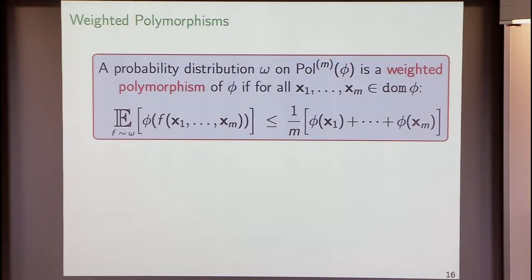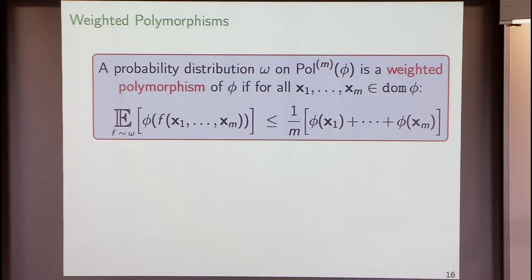If you take any m feasible solutions, so m assignments that make the function phi finite value, not infinity, the following inequality holds. On the right-hand side, we have the average of these m solutions. And on the left-hand side, we have the expected value. So it's the sum over all operations f, MRE operations of f on D, of the probability of the distribution times the value of phi of f applied component-wise again on these m feasible solutions.